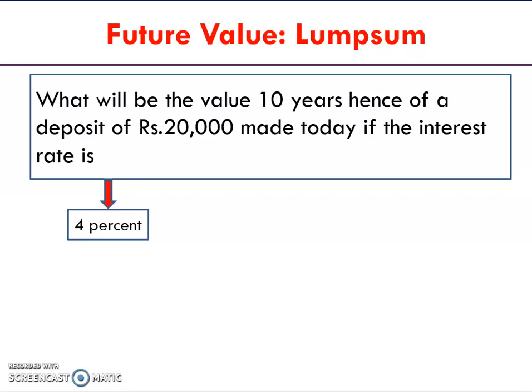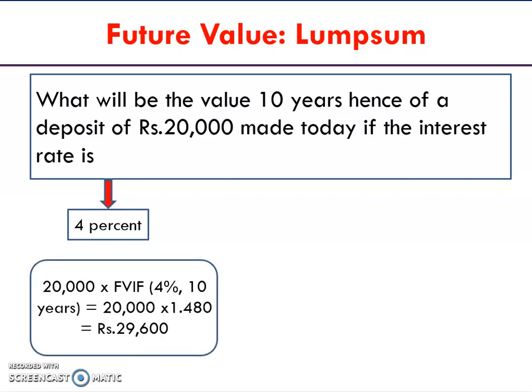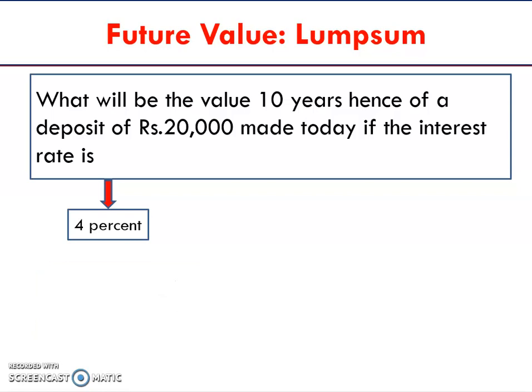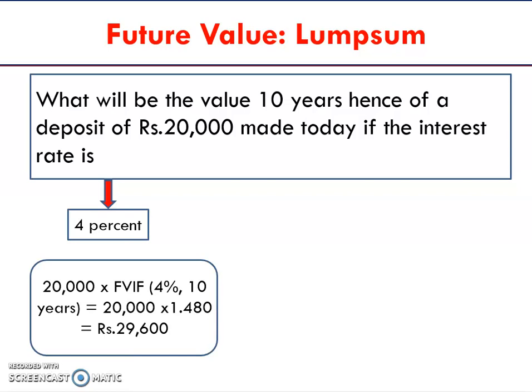Remember the formula that was discussed in class? Future value is equal to present value multiplied by 1 plus r raised to n, or I can say future value is equal to my present value of investment multiplied by future value interest factor. Rate of interest is going to be 4% per annum for 10 years, right? So we use the formula future value is equal to present value multiplied by 1 plus r raised to n, or I can use the future value interest factor table and the result would be 29,600.